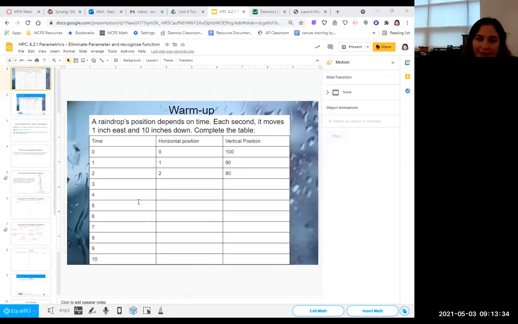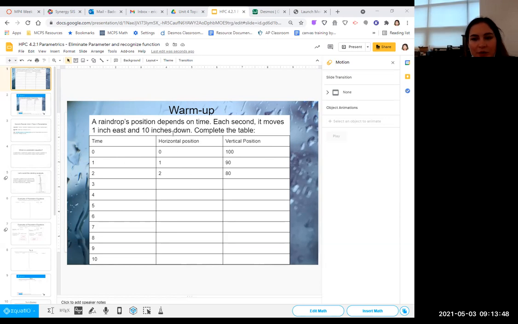So what we are getting into today is parametric equations. So I'm going to show you the warm-up, which is right here. Go ahead and take a look at that. A raindrop's position depends on time. Each second it moves 1 inch east and 10 inches down. Complete the table. Go ahead and take a moment to do that.